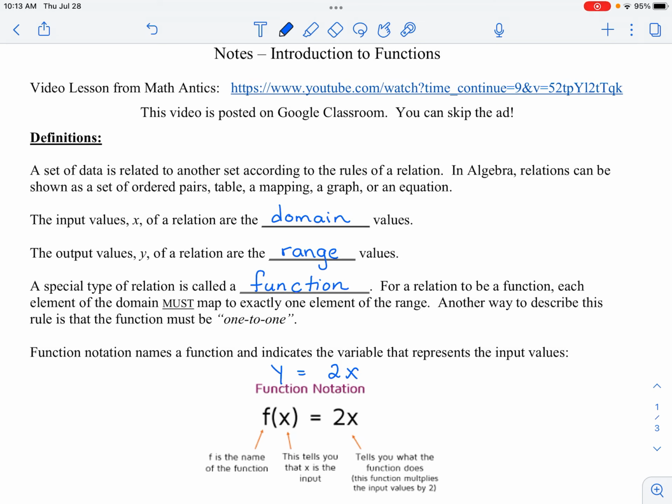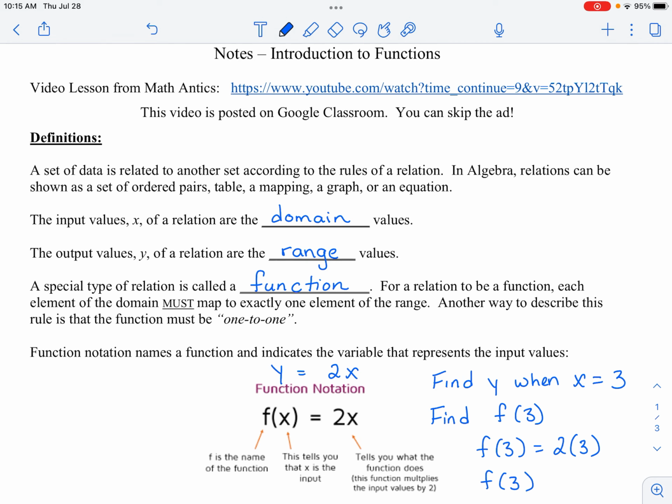All right, what that means, if I said find y when x equals 3, that's the same as me saying find f of 3, which really just means plug in x equals 3. So everywhere you see an x, you write a 3 instead. So f of 3 is equal to 6. And that would be my final answer. That's like saying y equals 6 when x equals 3.